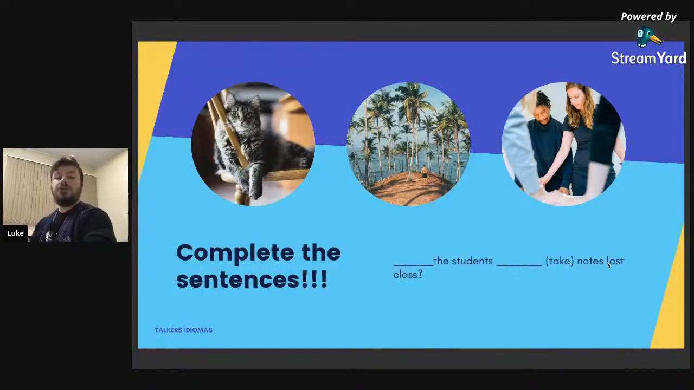There you go. This is a question, so you have to be careful, okay? Blank, the students blank notes last class. The main verb is take, but as you can see, you have two spaces because this is a question. So you need a special word here in the beginning. Let's go. I'm counting your 15 seconds. Five seconds. Time's up.